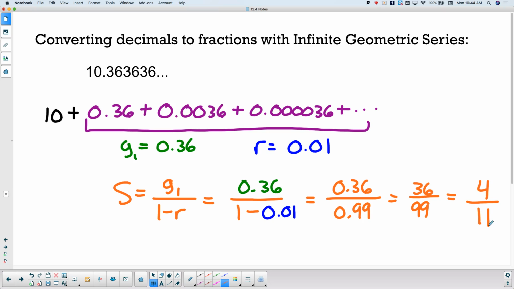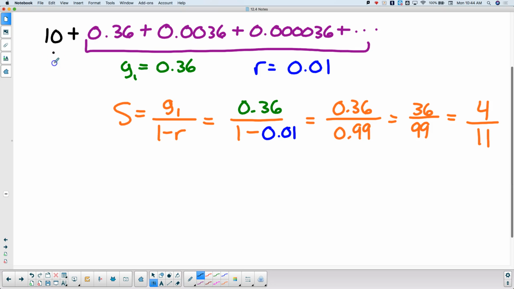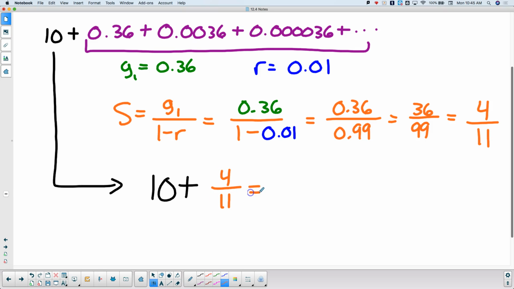Now I bring the 10 back into play. 10 plus 4/11 is 10 and 4/11. But that's a mixed number. I asked for a fraction. Okay? 10 times 11 is 110, plus 4 is 114 over 11.